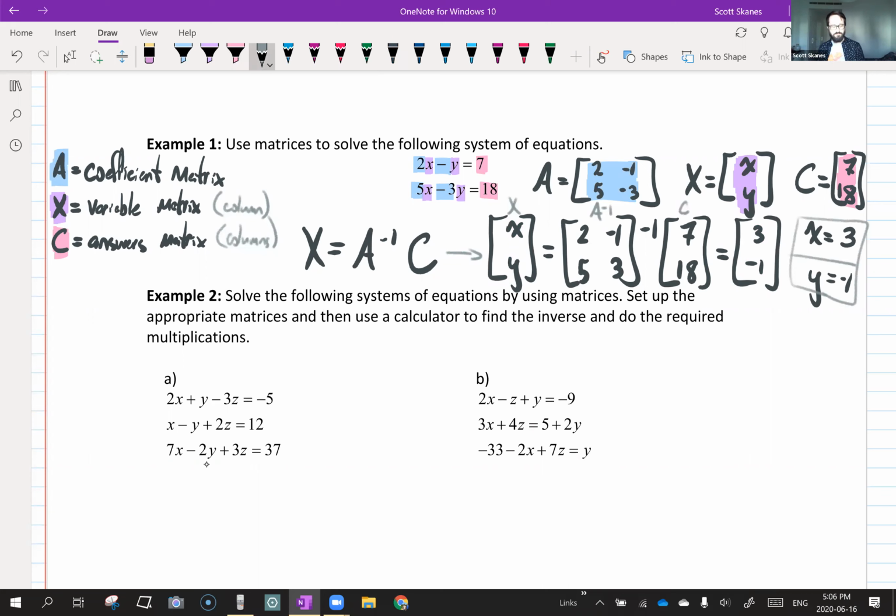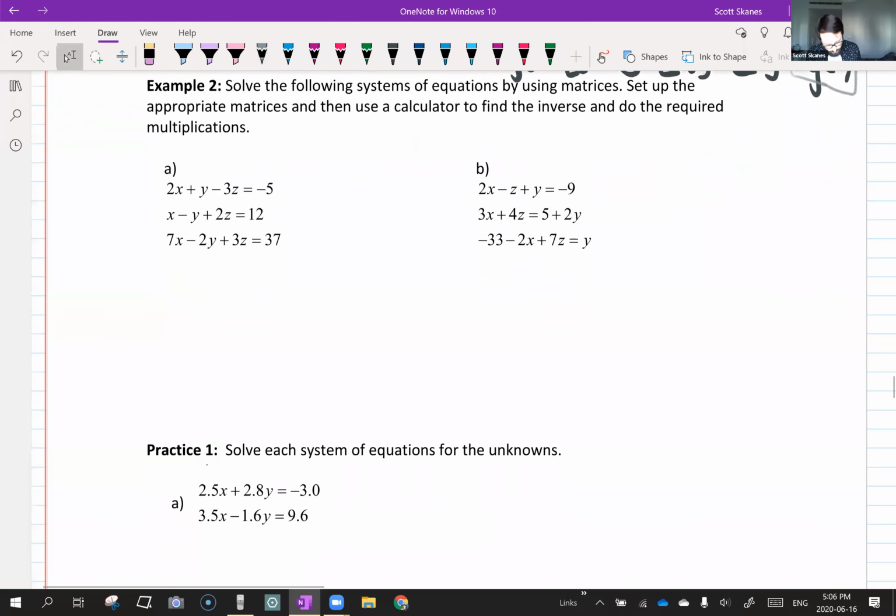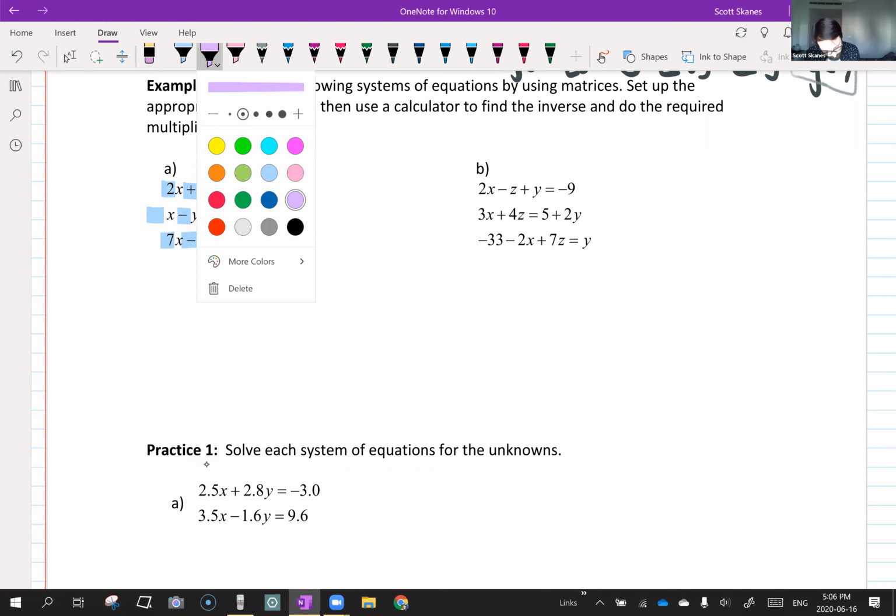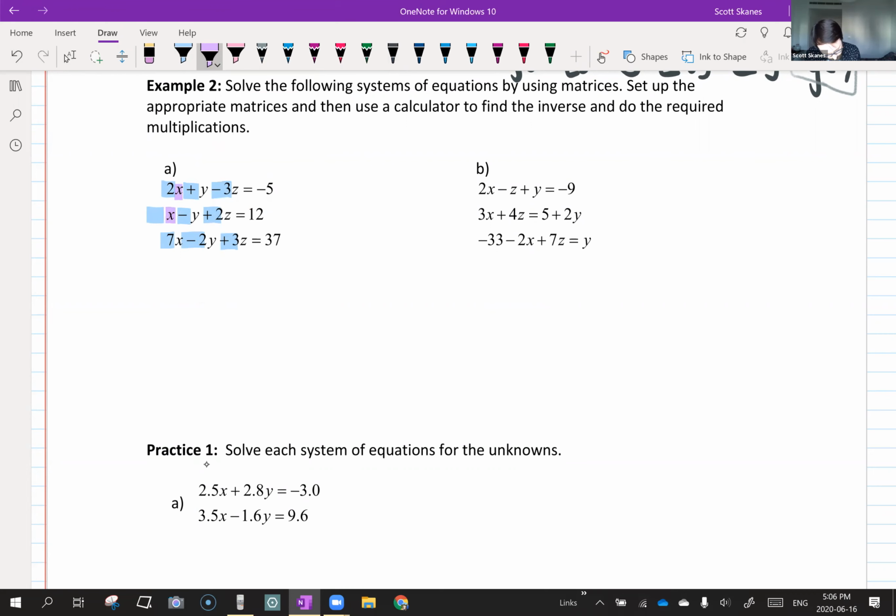Let's do another one. Example 2. We're going to solidify it, okay? And this one has enough space to do it. Once again, we have a coefficient matrix we need to make from the coefficients: 2, 1, 7, 1, -1, -2, -3, 2, and 3. So that'll be my A. My unknowns will be x, y, and z. And my answers, I guess, will be those.